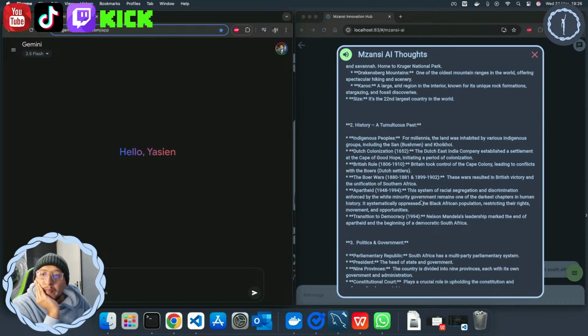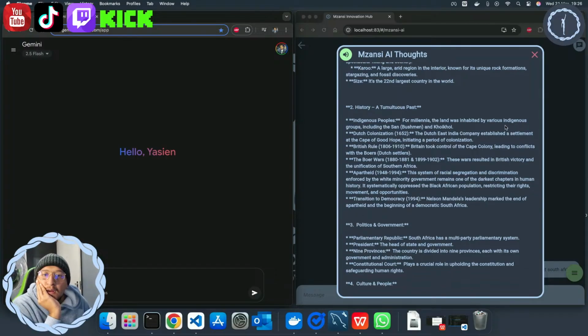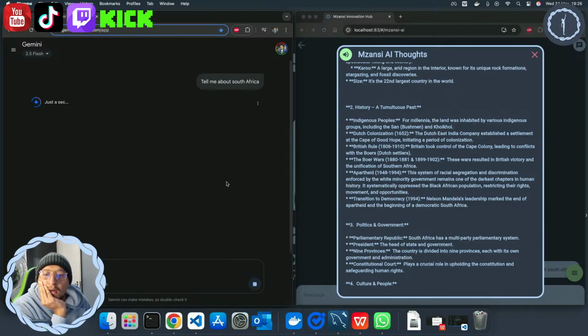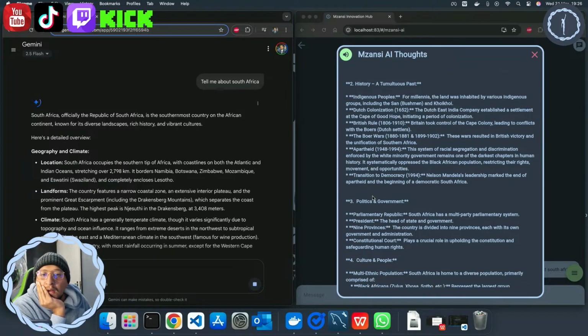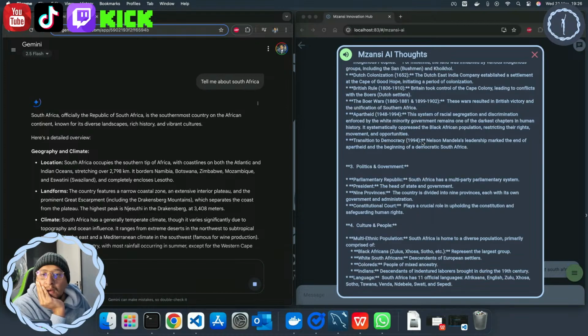2. History A tumultuous past. Indigenous peoples. For millennia, the land was inhabited by various indigenous groups, including the San, Bushmen, and Khoikhoi. Dutch colonization. 1652, the Dutch East India Company established the settlement of the Cape of Good Hope, initiating a period of colonization. British rule. 1806 to 1910. Britain took control of the Cape Colony, leading to conflicts with the Boers. Dutch settlers. The Boer Wars, 1880 to 1881 and 1899 to 1902. These wars resulted in British victory and the unification of Southern Africa. Apartheid, 1948 to 1994. This system of racial segregation and discrimination enforced by the white minority government remains one of the darkest chapters in human history. It systematically oppressed the black African population, restricting their rights, movement, and opportunities. Transition to democracy, 1994. Nelson Mandela's leadership marked the end of apartheid and the beginning of a democratic South Africa.